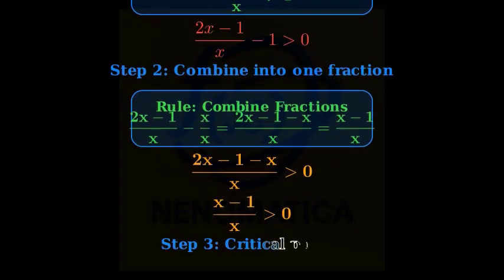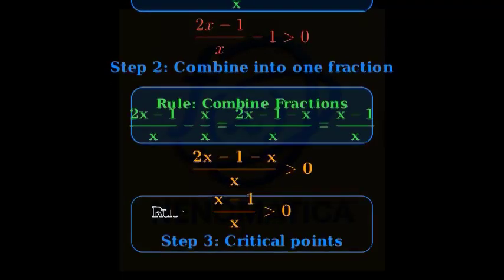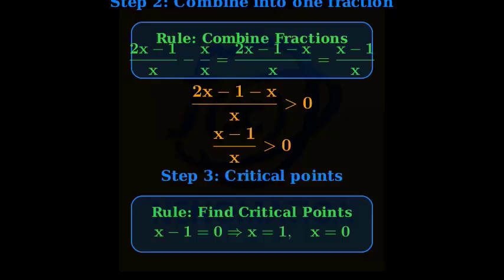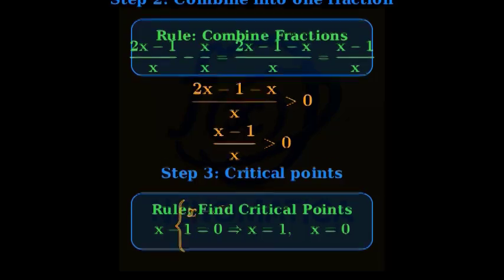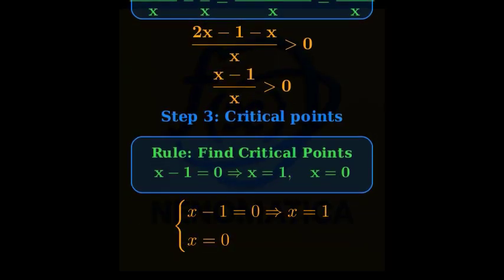Step 3. Determine the critical points from the numerator and the denominator. The numerator x minus 1 equals 0 gives x equals 1, and the denominator x equals 0 is undefined. These are our critical points, 0 and 1.